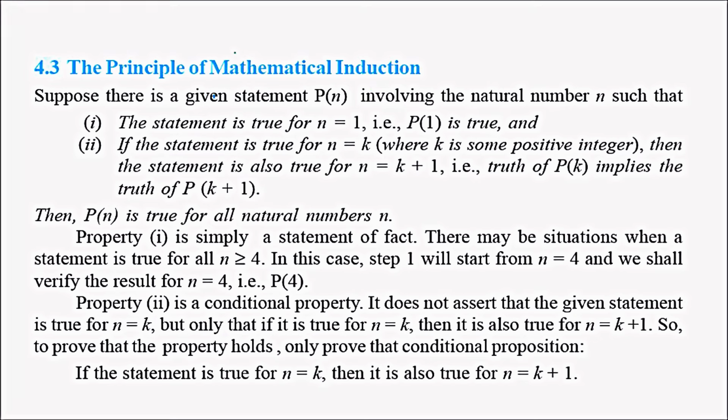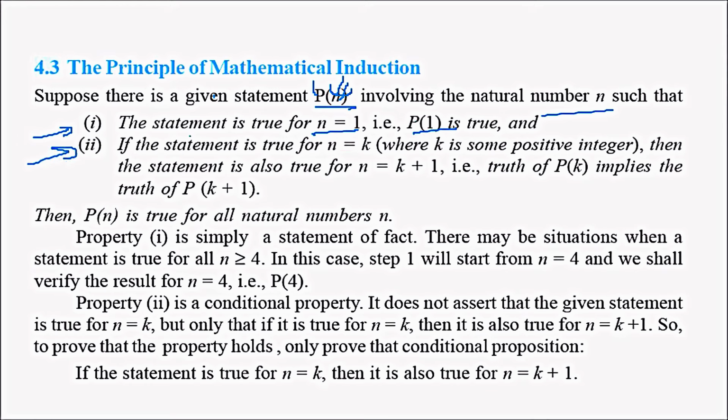Suppose there is a certain given statement, we call it Pn. So every statement which we are going to prove, we will call it Pn. But why Pn? Because this is the statement, and n involves a certain natural number. So the first step, the basic step, is that the statement is true for n equal to 1. That means for any equation we put n equal to 1, and we see whether P1 is true or false.